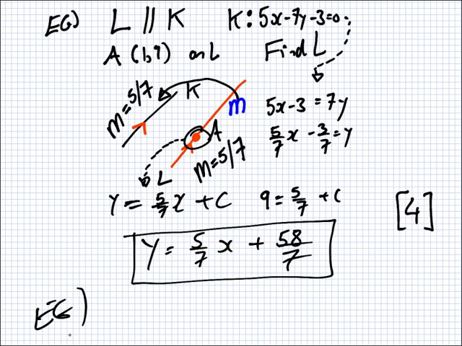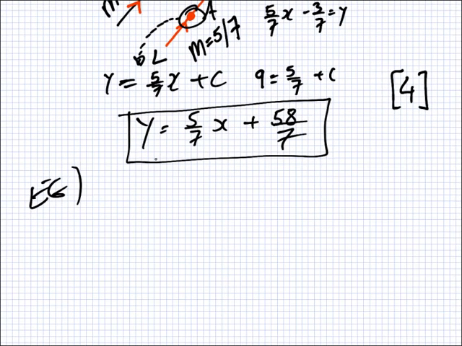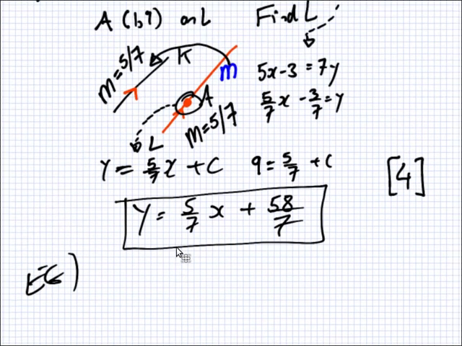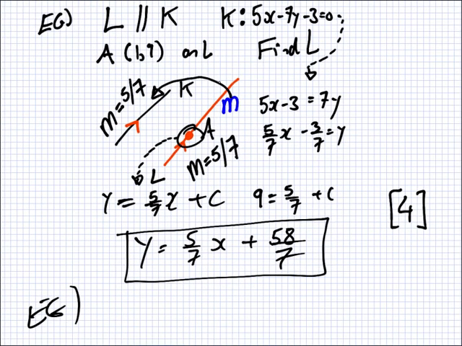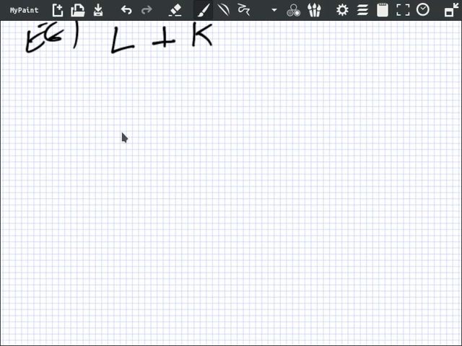We can continue. I'll just scroll down a little bit, so I'll draw the next example. Let's keep all the information the same, but this time we'll just make it perpendicular. Keep the same numbers. The only thing I'm changing now is L is perpendicular to K. Everything else is the same. So let's quickly draw that again.